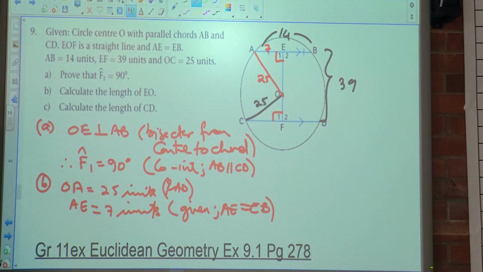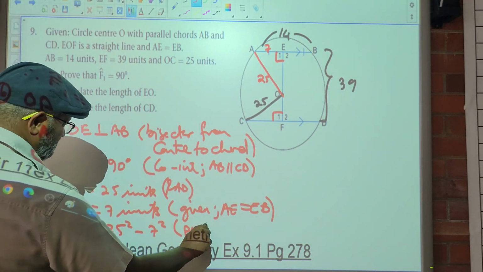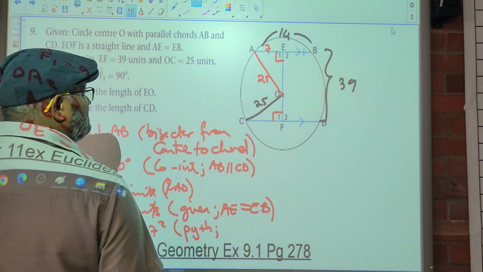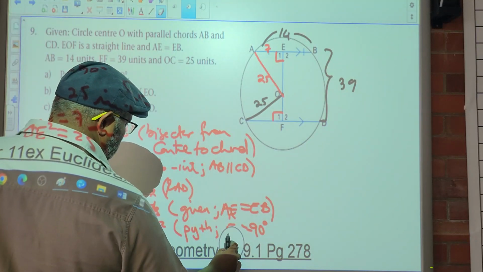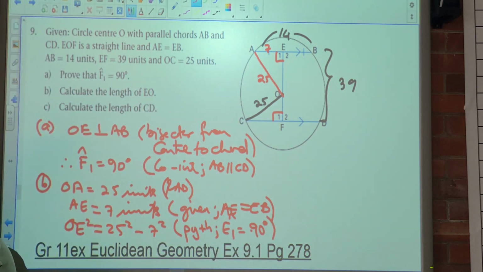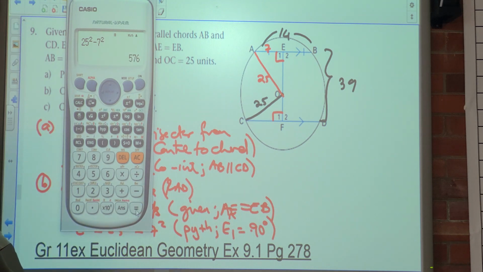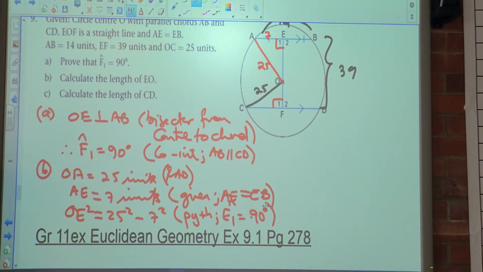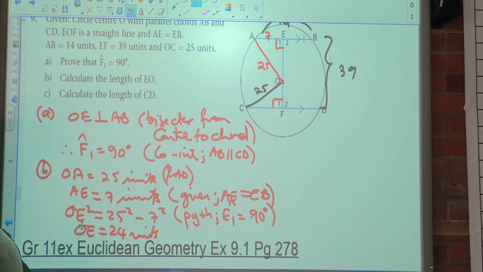So is that enough to conclude with the Pythagoras thing? Yes. So OE squared is equal to 25 squared minus 7 squared. The reason? Pythagoras, E1 is equal to 90 degrees. You all agree with that? Yes, sir. So then 25 squared minus 7 squared gives 576, the square root thereof is 24. OE is 24 units.